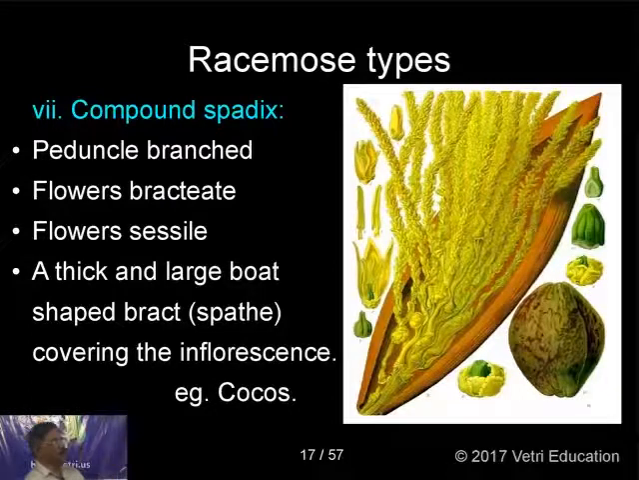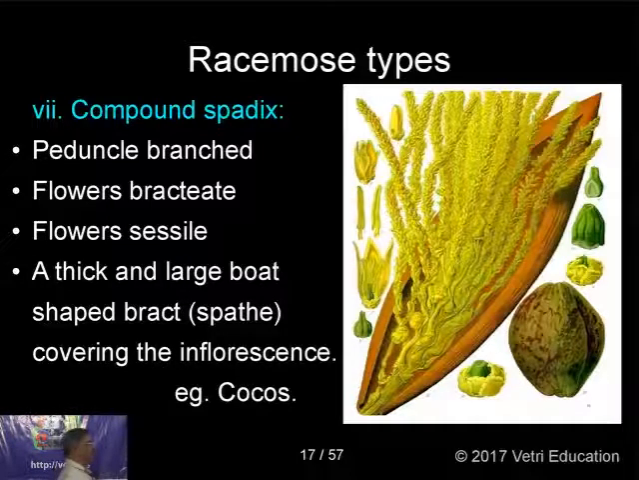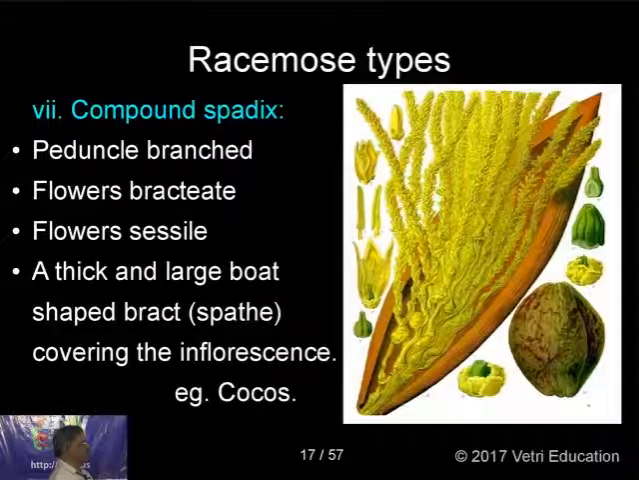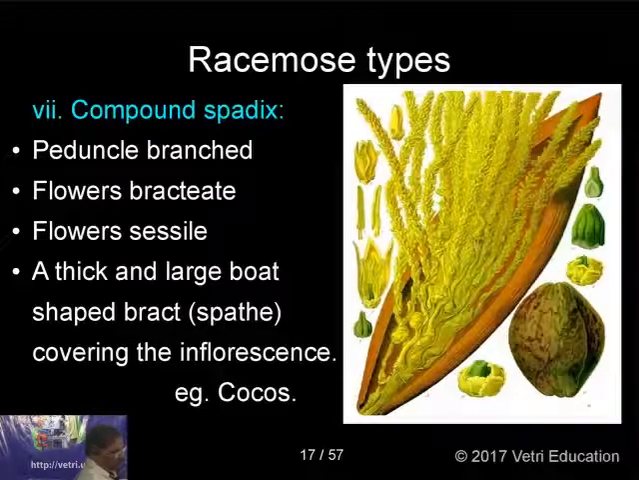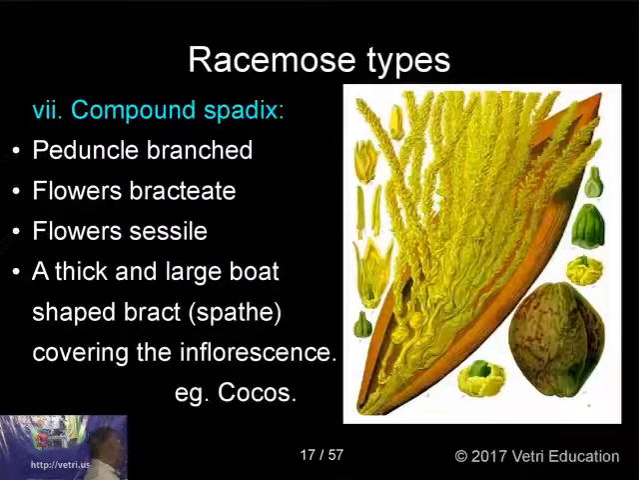Next, compound spadix inflorescence, which you know in the coconut plant. In this compound inflorescence, the peduncle is branched, and the flowers are bracteate and sessile. A thick and large boat-shaped bract is found, and it protects the inflorescence in its young condition. You can find this in the coconut plant, Cocos nucifera. In this inflorescence branch, on the lower side you can find some female flowers and above male flowers. Both you can find in this compound spadix inflorescence.